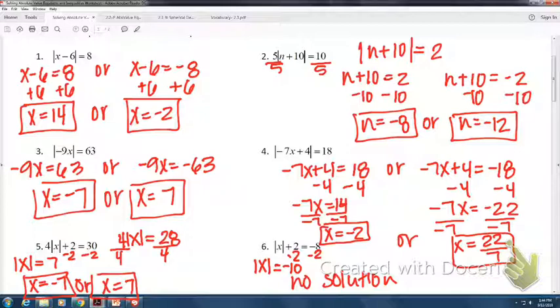When you're solving, make sure your absolute value is not equal to a negative. It's no solution. All right, try the last 2 on your own.